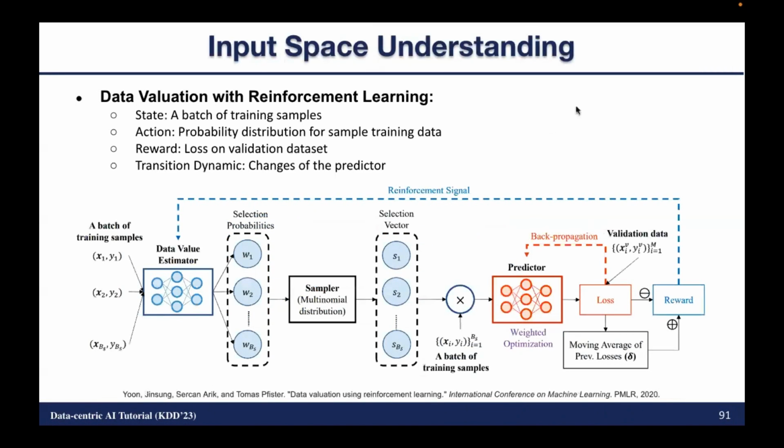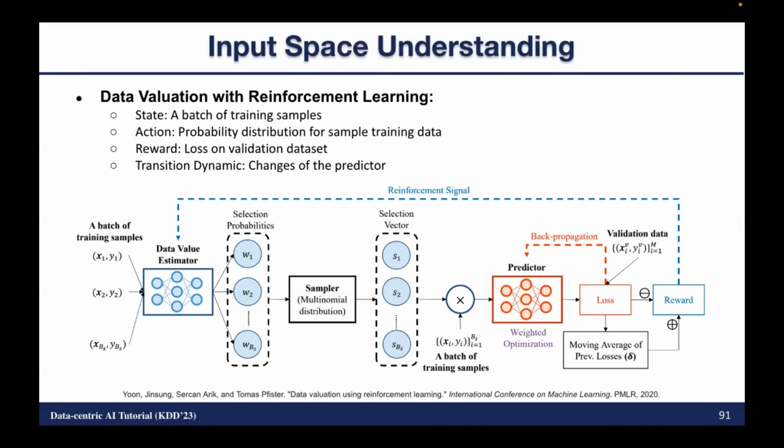Very recently, one of the representative works, which I've seen published at ICML before, uses data evaluation with reinforcement learning. The key idea is to treat data sampling as a sequential decision-making process. During each iteration, the data value estimator observes a batch of training samples, and then performs an action, which is basically a probability distribution for sampling the given training data batch.